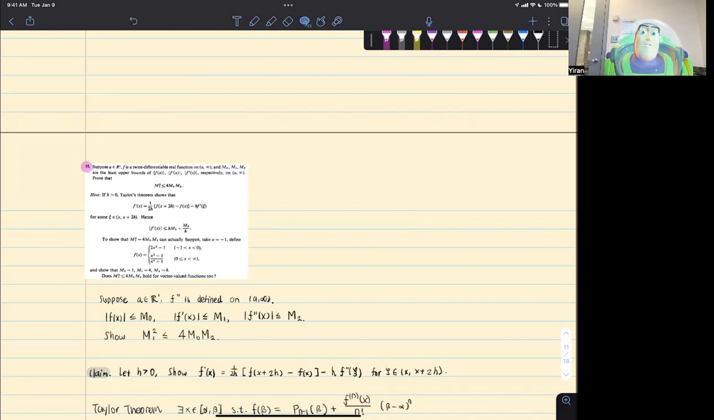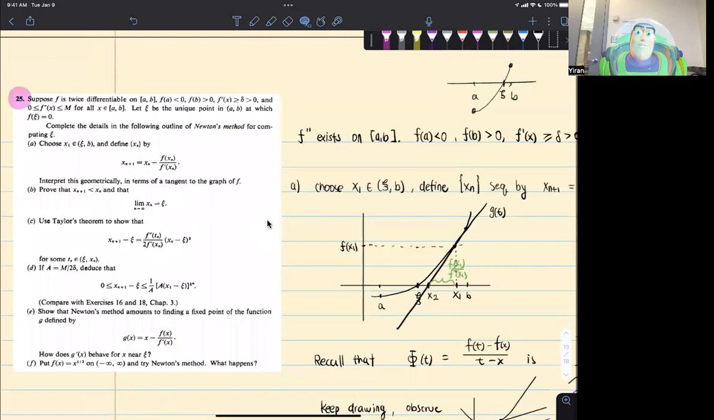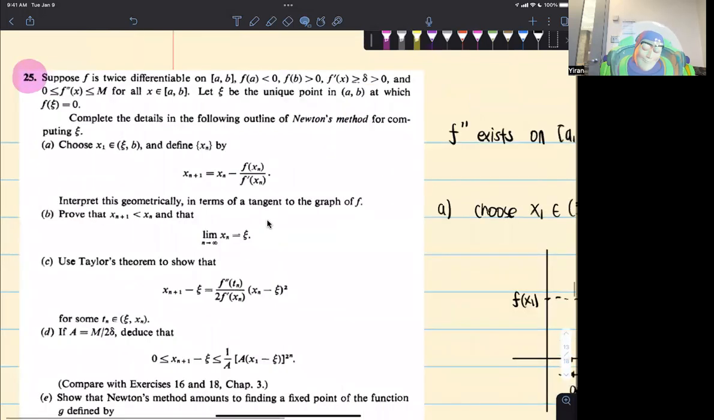So this one is about proving the Newton's method. Suppose f is twice differentiable on (a, b), and we assume that f(a) is smaller than 0, f(b) is larger than 0, and f prime of x is larger than delta larger than 0, and we have this for all x in (a, b). You might not remember all of those conditions, but that's fine. Just keep reading. So let c be the unique point in (a, b) at which f(c) is equal to 0.